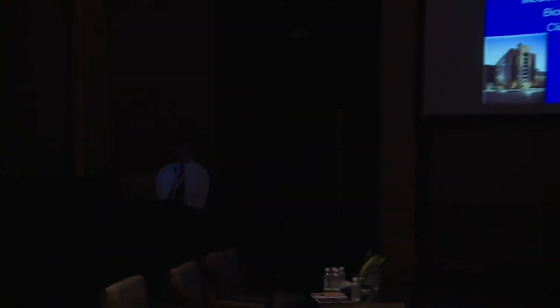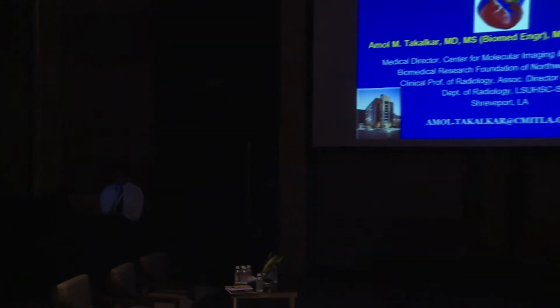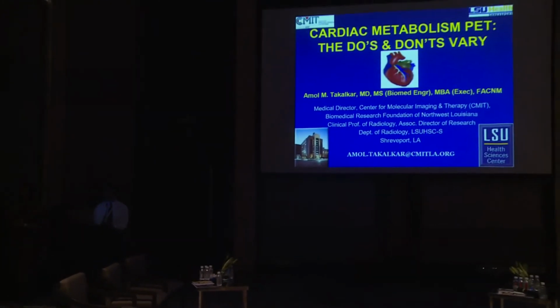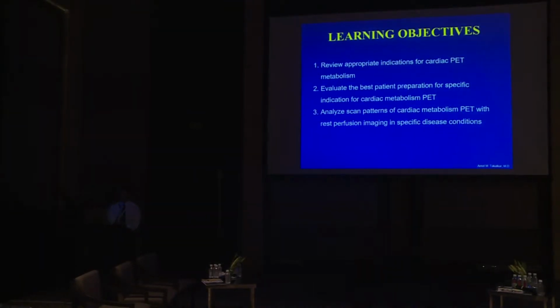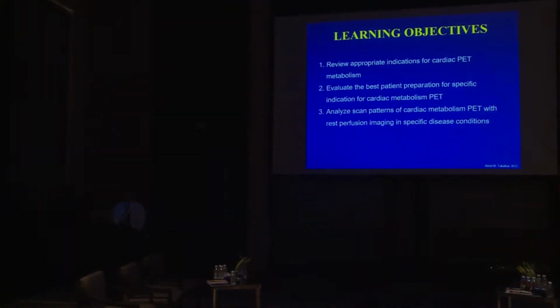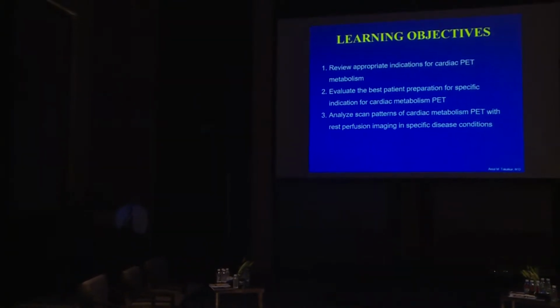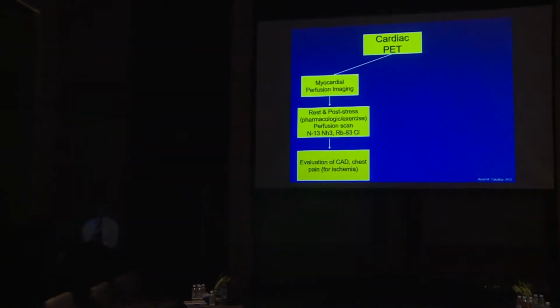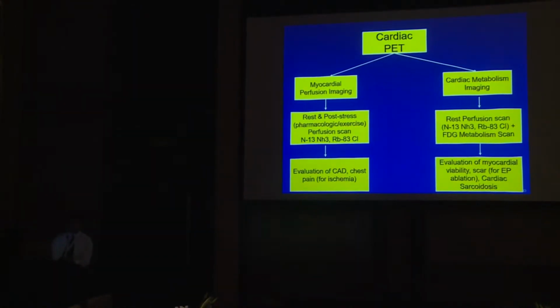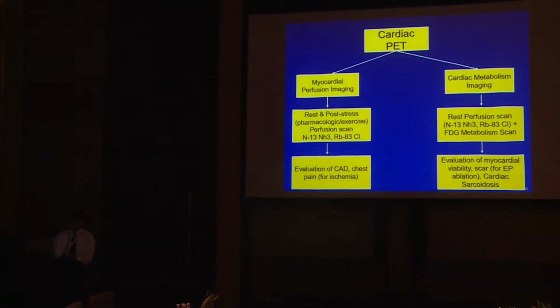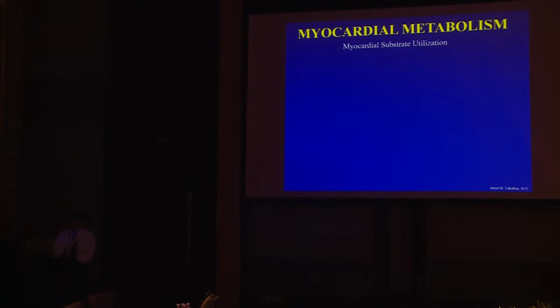I'm going to talk on cardiac metabolism PET and a little bit about the intricacies and complexities involved in doing these studies. Financial disclosures, I have none. We'll review the appropriate indications for PET and talk a little bit about the various patterns you see in various indications. As we all know, cardiac PET can be done for myocardial perfusion imaging as well as cardiac metabolism imaging. The indications for that are basically evaluation of myocardial viability, scar prior to EP procedures, and cardiac inflammatory and infectious disorders like cardiac sarcoidosis.